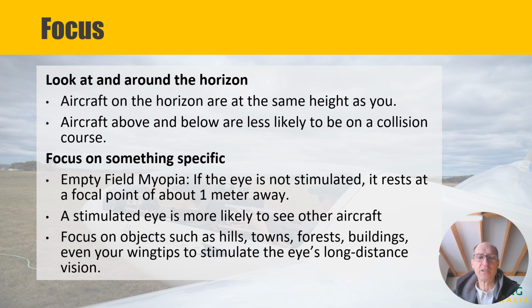If you focus on something specific, you will avoid what's called empty field myopia. If the eye doesn't actually stimulate to focus at a particular thing, it rests at a focal point of about a meter away. So a stimulated eye is more likely to see something that is in the air than one that is just moving around. So look at the hills and stop and pause and look at a hill. Look at a town, a forest, a building. Even your wingtip is further away than 1 meter, and that can help stimulate the eye's long distance vision.